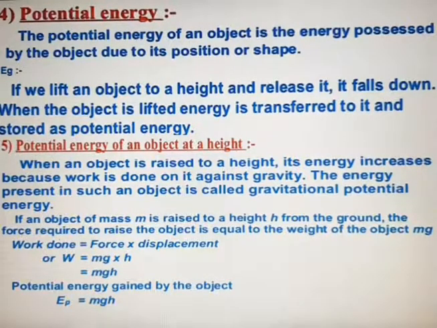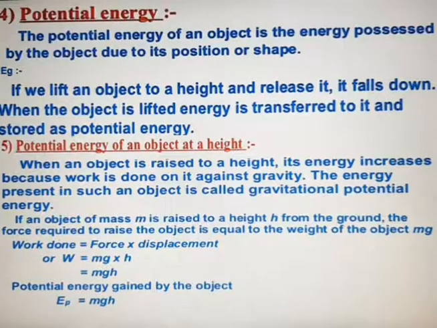When an object is raised to a height, its energy increases because of the work done on it against gravity. That means if we want to lift a certain thing in the upward direction, we have to work against gravity. And this work done is stored in that object in the form of potential energy. That is why potential energy is also known as gravitational potential energy.